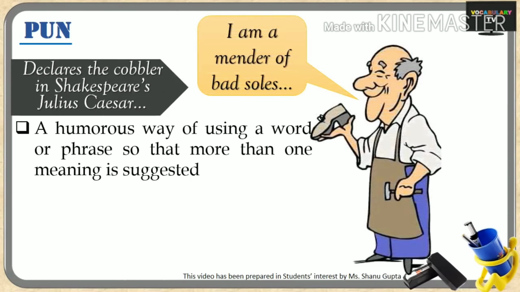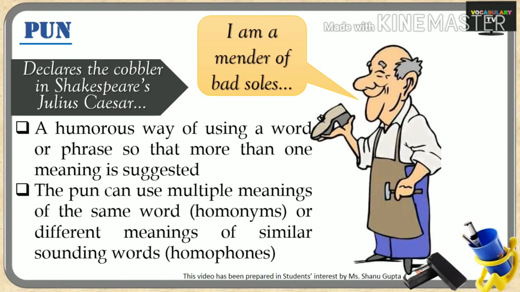Let's take an example from Shakespeare's play Julius Caesar. A cobbler, when asked what his trade is, replies that he is a mender of bad souls. Well, mender means to correct. A cobbler mends shoes and the soles of shoes. Most of the time, a pun uses multiple meanings of the same word, as with homonyms or different meanings of similar sounding words.